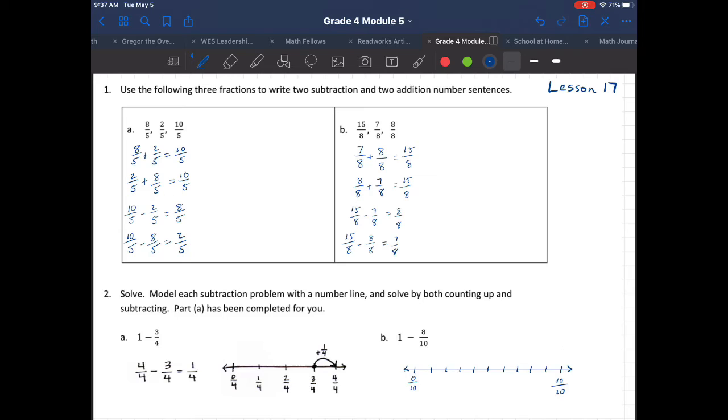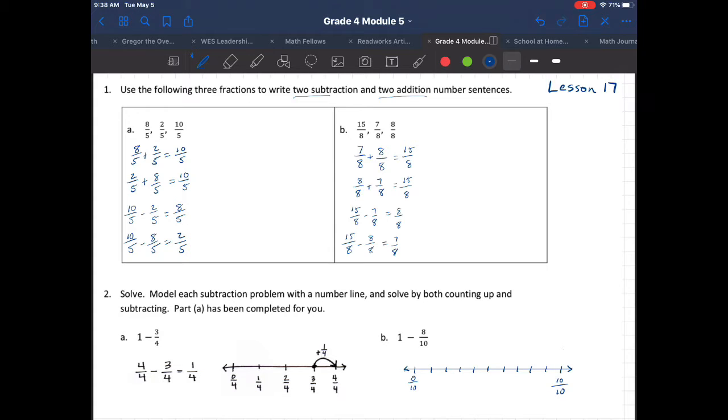So today we're doing lesson 17. Number 1 says, use the three fractions to write two subtraction and two addition number sentences. Basically, we're just talking fact families here, right? And I already wrote these out. But 8 and 2 is 10, and 10 minus 2 is 8, and 2 and 8 is 10. 10 minus 8 is 2, so we're just doing the fact families with the two ways to add and the two ways to subtract. So you can double check that with what you got.